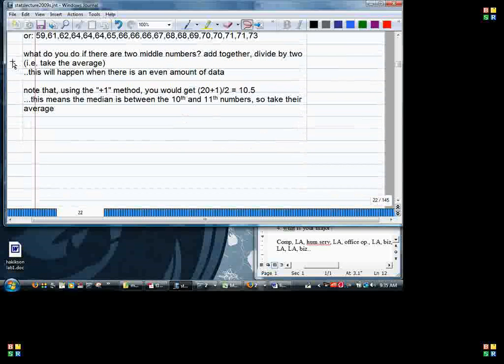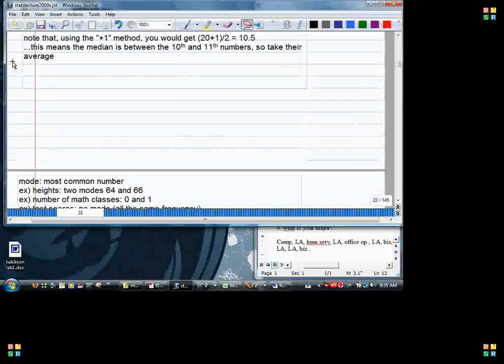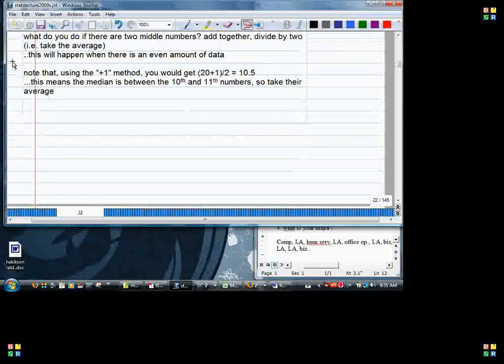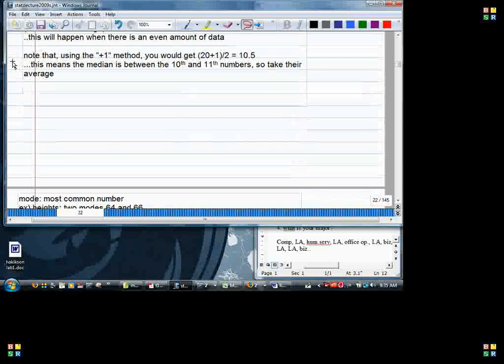Okay, is that straight? All right. So next, there's another measure of central tendency. Mean and median are the two main ones. There's another one: the mode, the most common number.